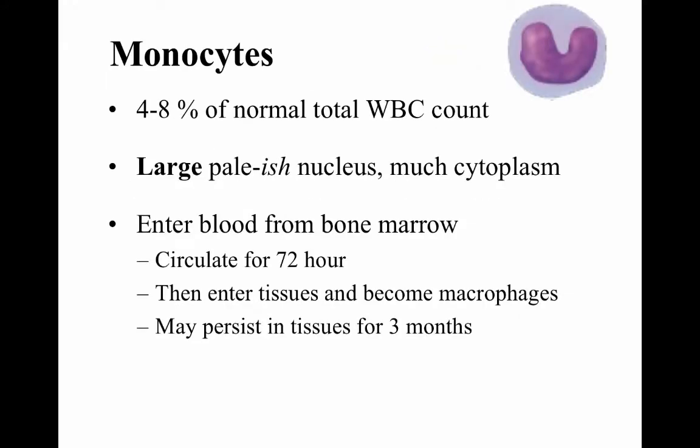Monocytes are 4 to 8% of normal total white blood cell count, and they have a large pale-ish nucleus and a lot of cytoplasm. They enter blood from bone marrow and circulate for approximately 72 hours, then enter tissues and become macrophages, and they may persist in tissues for up to 3 months. They do not re-enter circulation.